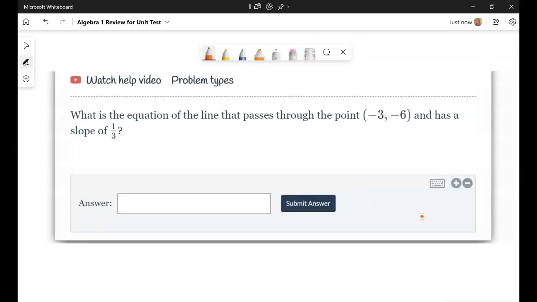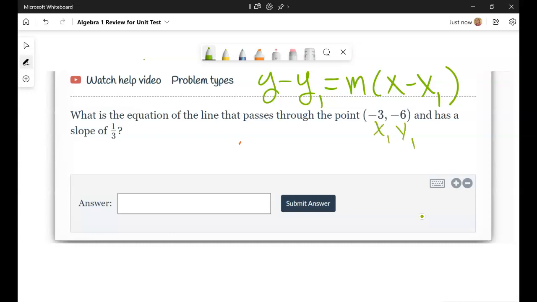What is the equation of a line that passes through the following point and has this slope? You are using the green equation for point slope here. Okay, so we know that this is our x sub 1 value, this is our y sub 1, this is our m. So we've got y minus, what are we going to put in there? -6, which is going to make it say y plus 6 equals 1/3 times x minus -3, but it's going to say plus 3.